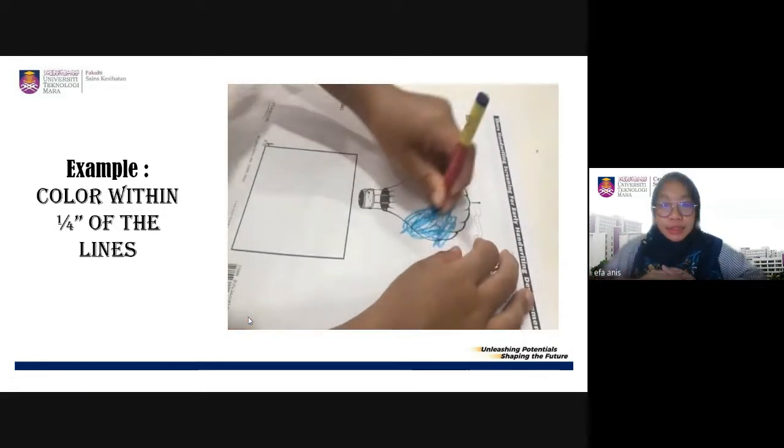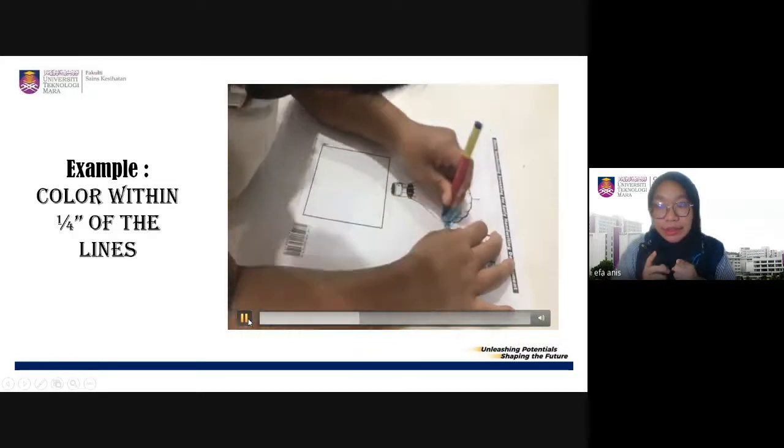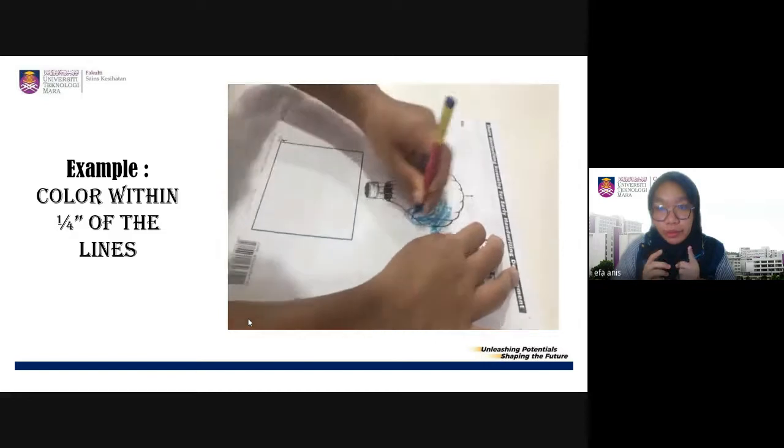So as you can see, can you all see apakah isu yang dihadapi oleh kanak-kanak ini? Of course, this is the same kit from daripada atas punya lah.